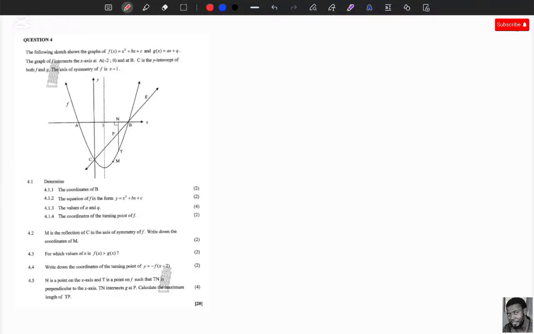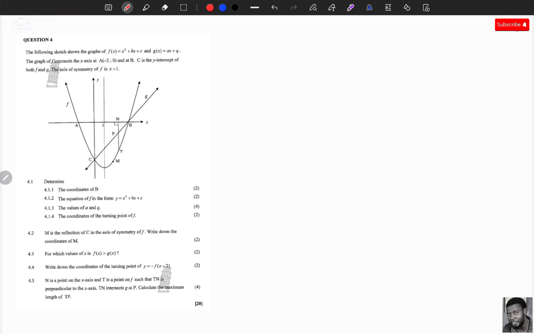The following sketch shows the graph of f and g. The graph of f intersects the x-axis at -2. Let's write that down. Intersect at -2. So we've got -2 there and 0. Okay, we've got -2 and 0.